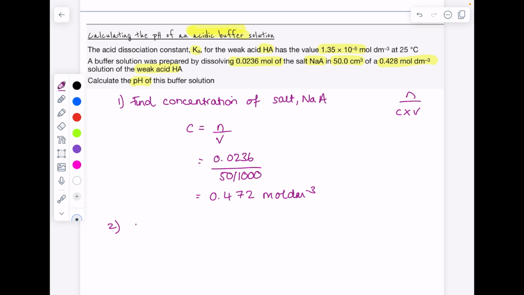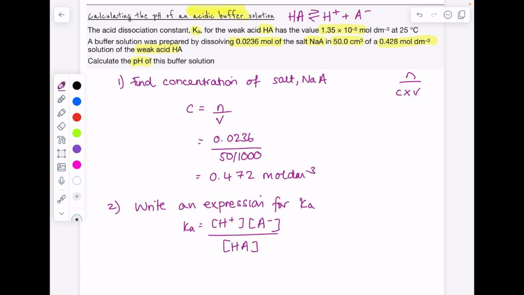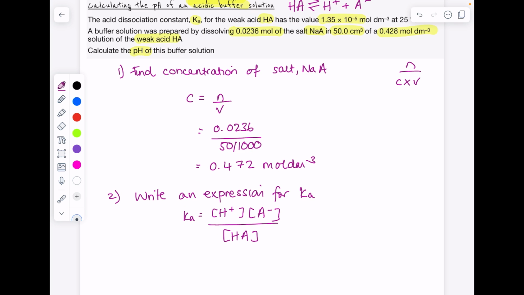Next step is to write an expression for Ka. Remember, our equation for the dissociation of our weak acid looks like this, which is why this is our expression for Ka. It's our concentration of products multiplied together divided by our concentration of acid. Ka, they told us, was 1.35 × 10⁻⁵. One thing to be careful of is that because our salt is going to completely dissociate, we can infer that our concentration of A⁻ ions is the same as our salt concentration.